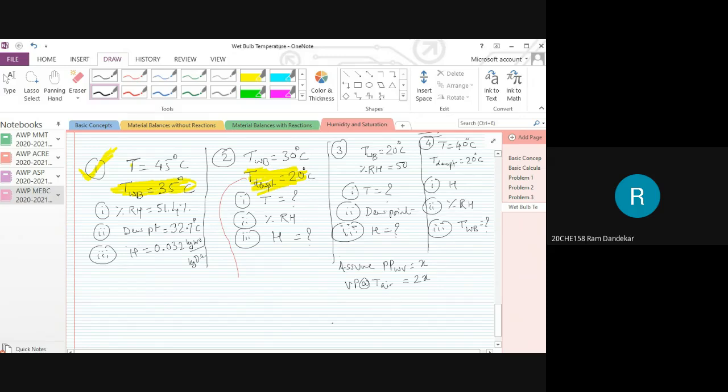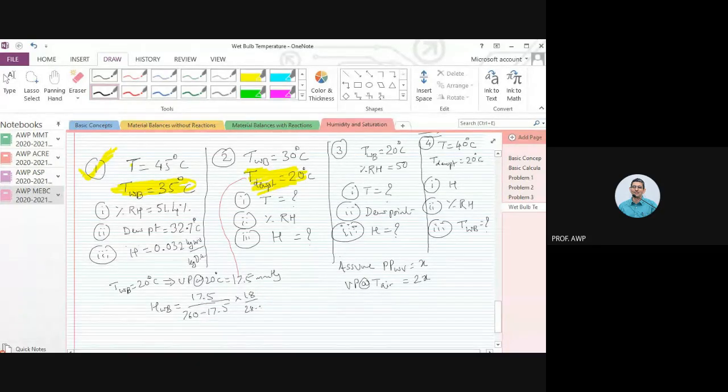Then I calculated the wet bulb humidity. So you calculated based on the temperature of the wet bulb at 20 degrees centigrade, the vapor pressure at 20 degrees centigrade. How much was that? 17.5 mmHg. And then you calculated the humidity at the wet bulb as 17.5 divided by 760 minus 17.5, into 18 divided by 28.84. How much is that? 0.0147 kg of water vapor per kg of dry air.